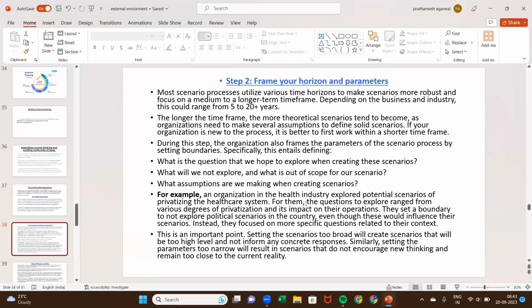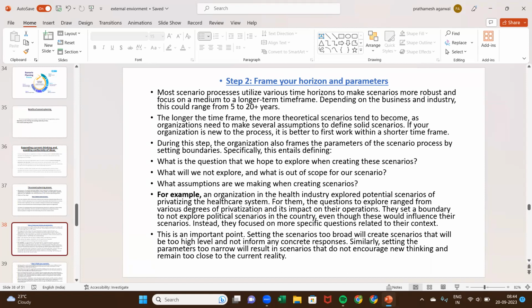For example, an organization in the health industry explores potential scenarios of privatizing the healthcare system. For them, the questions to explore range from various degrees of privatization and its impact on the operations. Insurance is getting privatized? Yes, it is. And then we will again study: okay, if we are privatizing, what will have an effect on the organizations and the operations as well? They set a boundary not to explore political scenarios in the country, even though these would influence their scenarios.